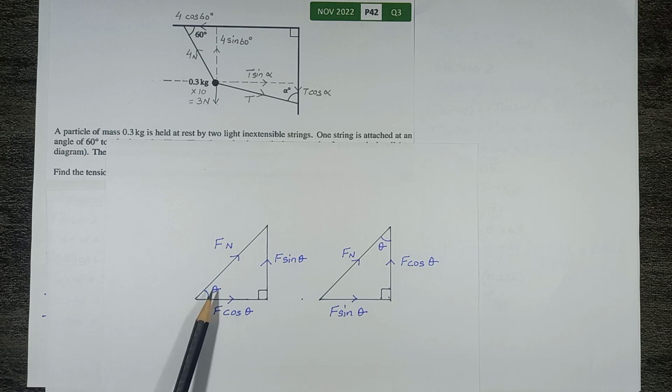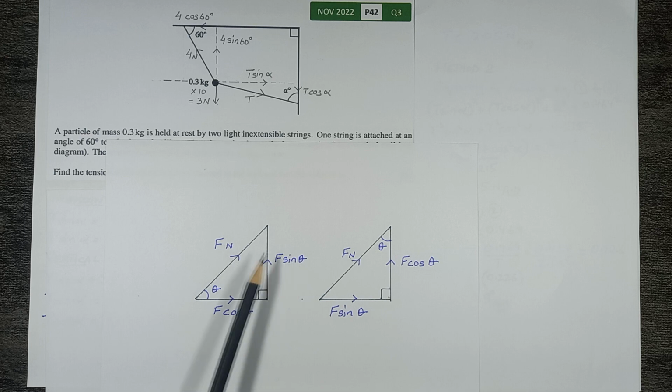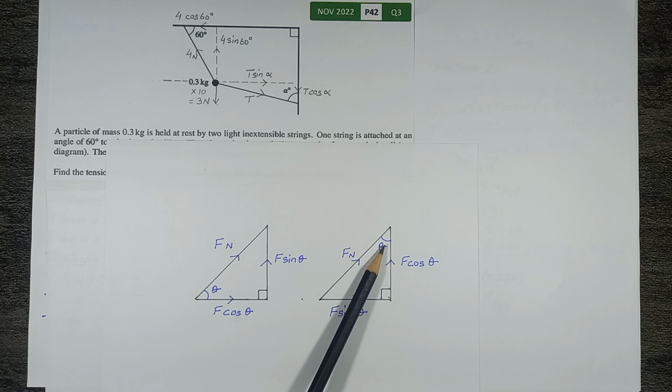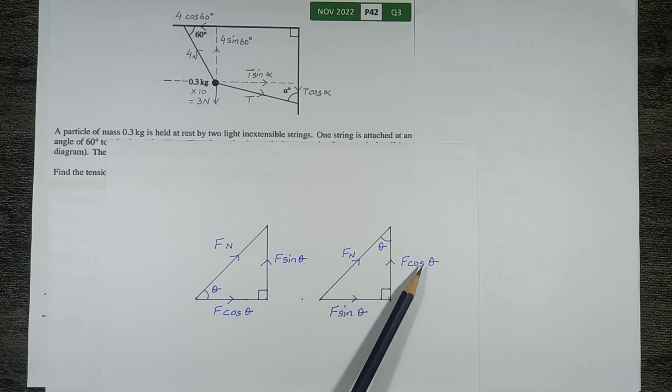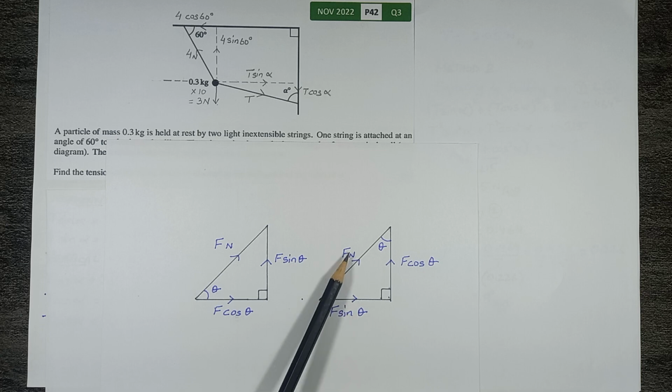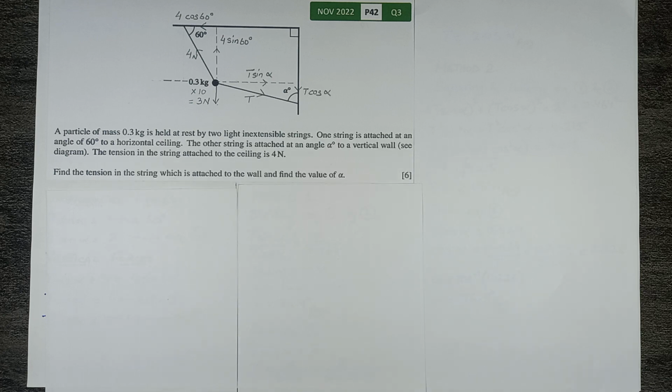If the angle is with the x-axis, then the side next to that would be a cos component of that particular force, and the opposite would be a sine component of that particular force. But if the angle is with the y-axis, then the side next to that would be a cos component of that force, and the opposite would be a sine component. So it is based on whether the angle is with the x-axis or y-axis. Based on that, we can decide the component as cos or sine.